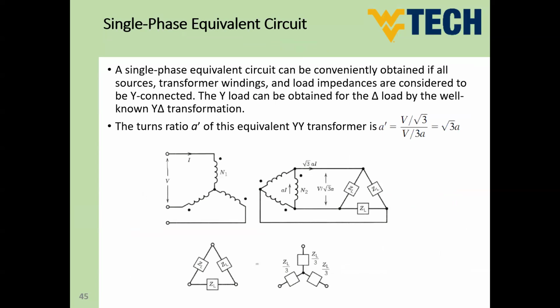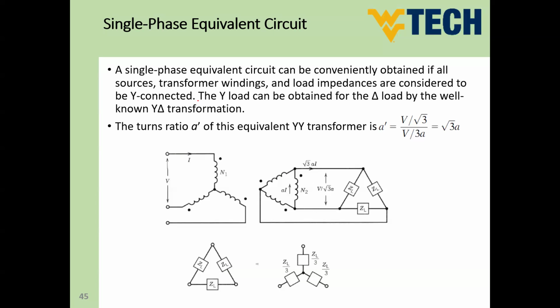Now, after figuring out the different types of connections of transformers, we need to know how to make an equivalent circuit for our transformer. So, firstly, in terms of equivalent circuit, guys, it's going to be the same as single phase. A single phase equivalent circuit can be obtained if all sources, transformer windings, and load impedances are considered to be Y connected.